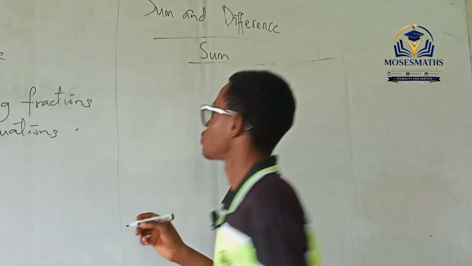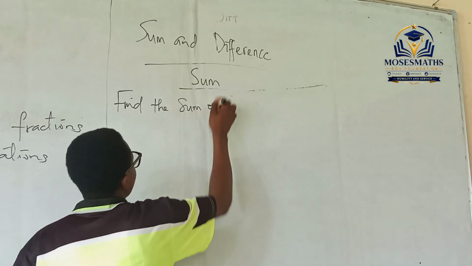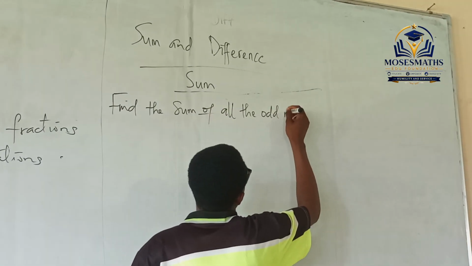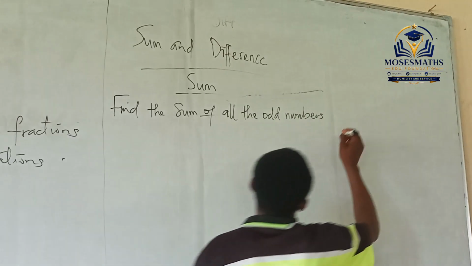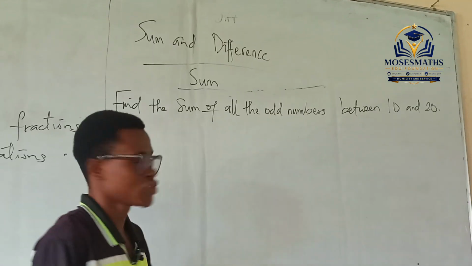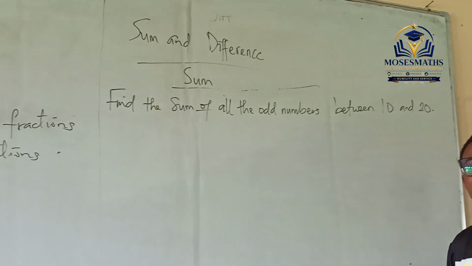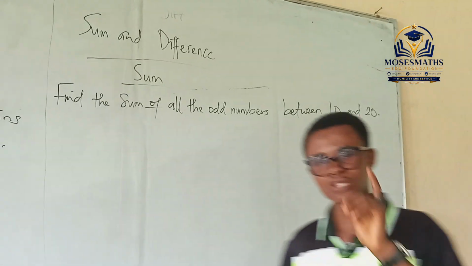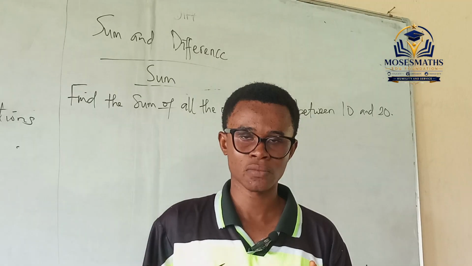Now look at this particular question. If a question asks you, find the sum of all odd numbers between 10 and 20. Yes, this reminds me. One thing that students need to know is this.